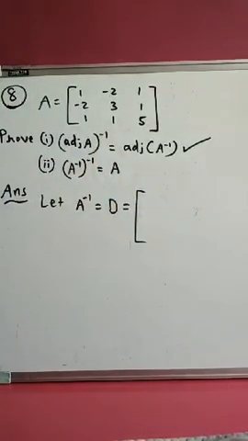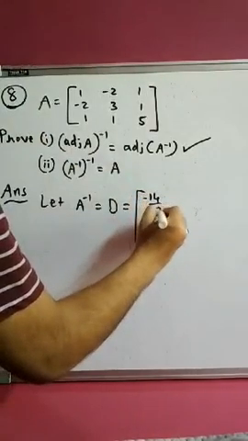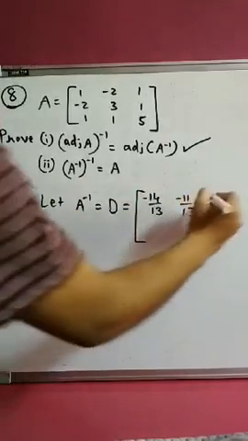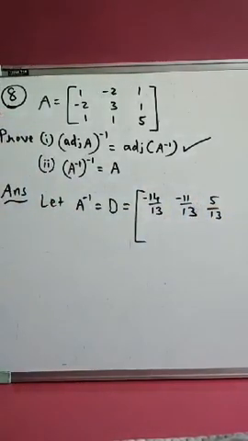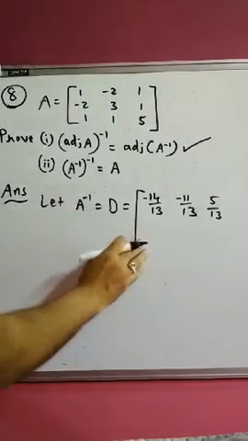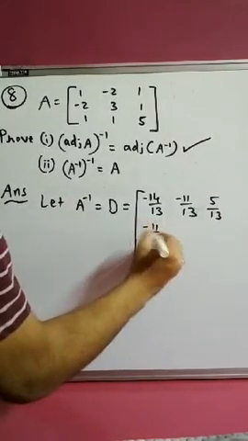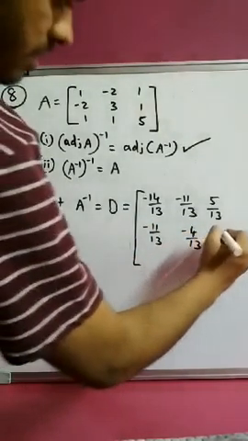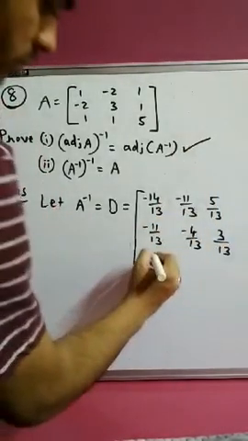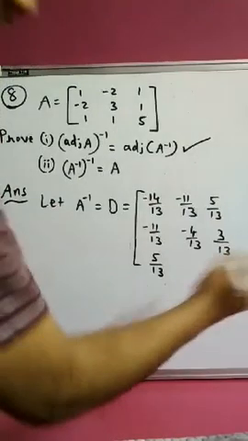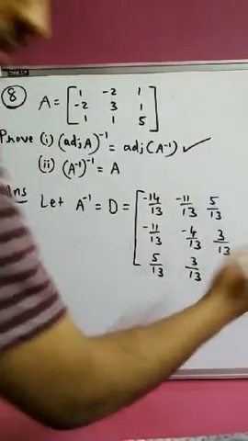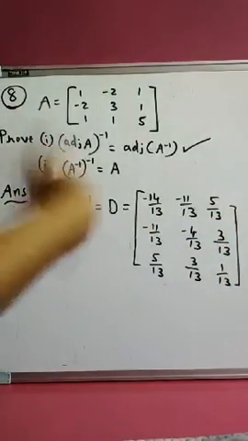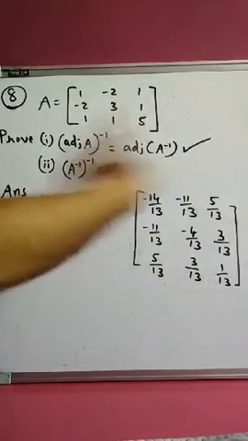That is minus 14 by 13. Right, now only we have written the same thing. Minus 14 by 13, minus 11 by 13, 5 by 13. Minus 11 by 13, then minus 4 by 13 and 3 by 13. Then in the next row 5 by 13, then 3 by 13, and then 1 by 13. So A inverse will be this. Let us assume it is D. Why are we doing so? Because we want to find the inverse of A inverse.